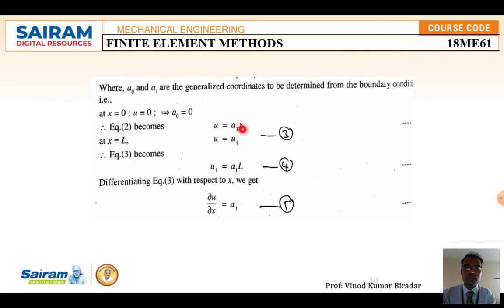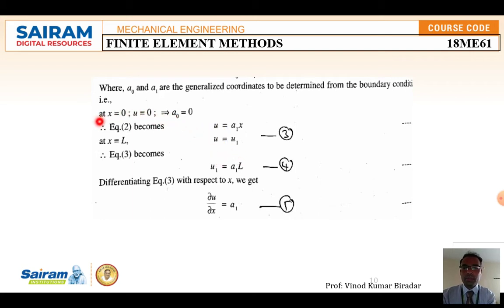Okay, this is from equation number 2. From equation number 3, at x is equal to L, U1 is equal to A1 L. So you need to calculate the A0 and A1 values. Here the A1 value is equal to what? U1 by L.